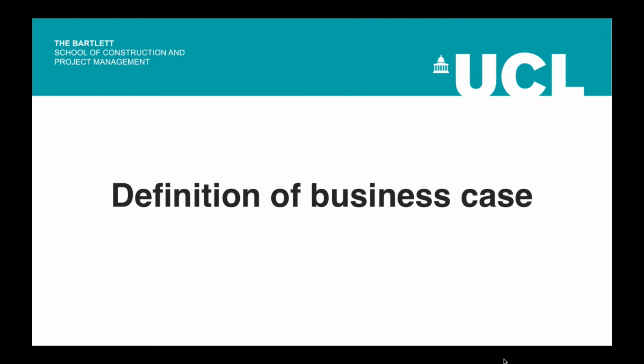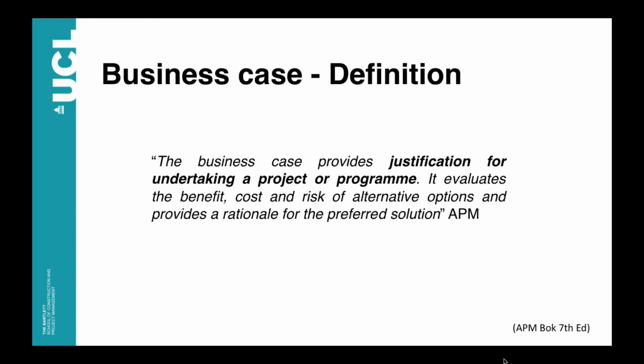Okay, we have already provided a contextualization for business case, and now we are going to define what a business case is. According with APM, the business case provides a justification for undertaking a project or program. So basically, the business case is giving us the reason to undertake a particular project or set of projects. It evaluates the benefit, cost, and risk of alternative options and provides a rationale for the preferred solution.